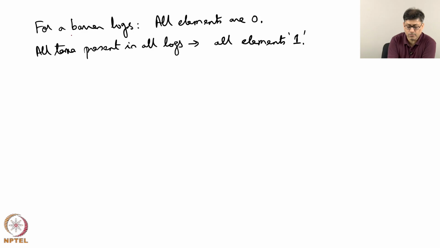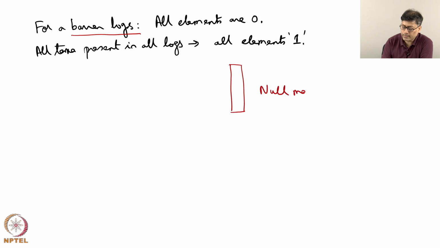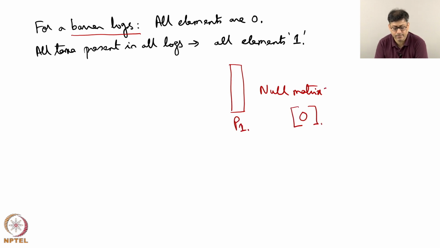Consider a barren log, that means no fossils, no taxa. So, which means we do not have anything. So, how will the matrix representation be? The matrix will become a null matrix. Say this is P1 and I want to present it as a null matrix.